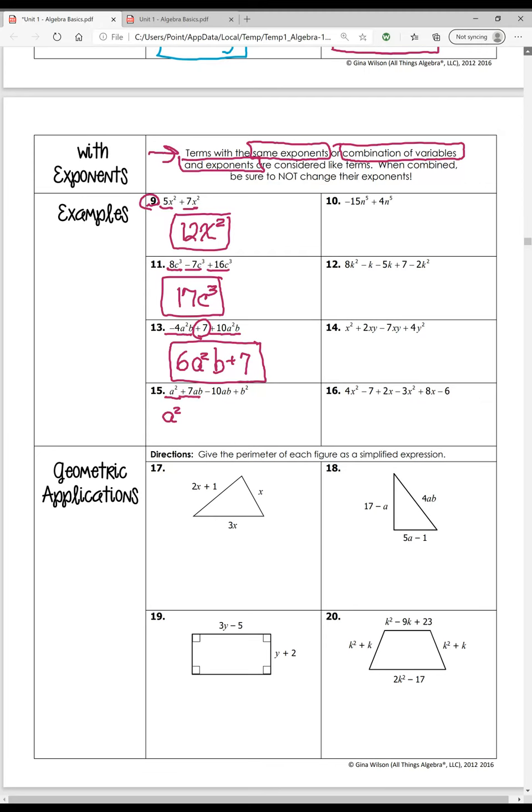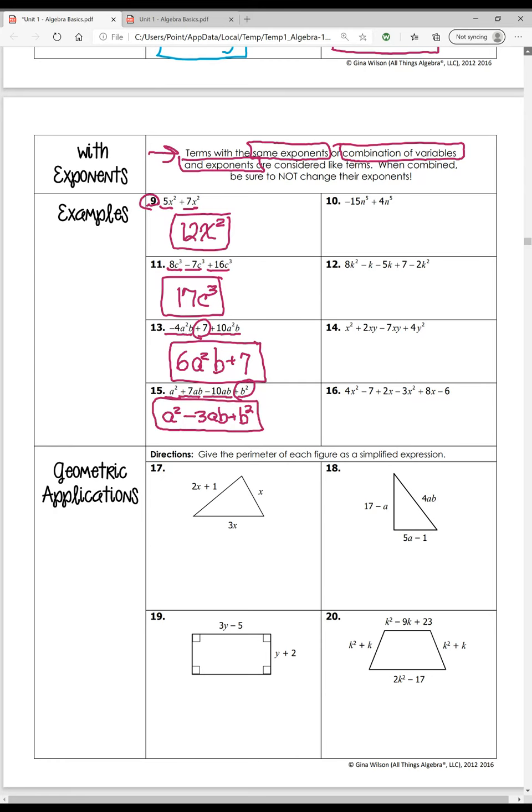Now we've got a positive 7ab and a negative 10ab. 7 minus 10 is negative 3ab, and the b squared is on its own. And it's a positive b squared. That's an invisible 1, 1b squared.